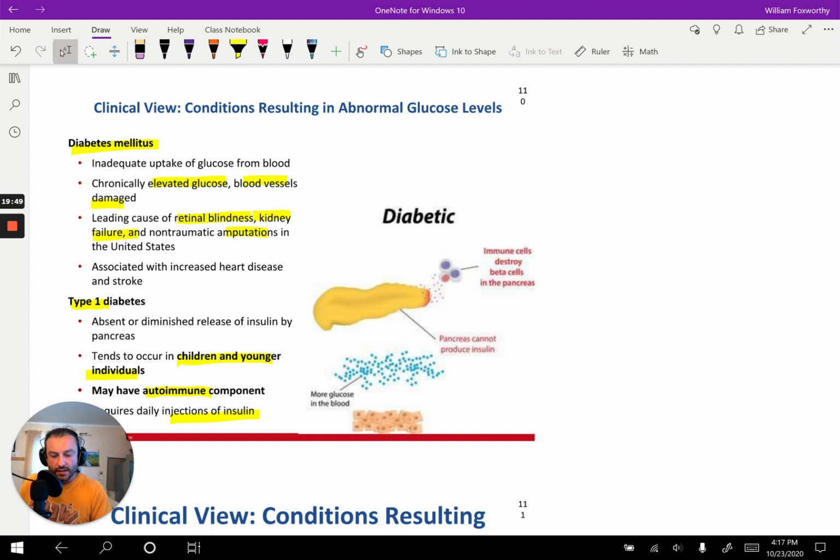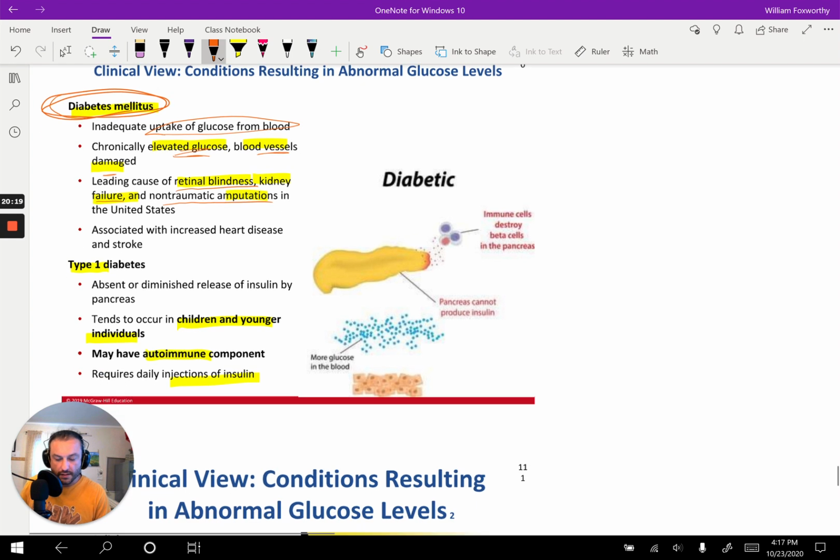So whenever you have an inadequate uptake of glucose from your blood, you have high blood glucose. This disorder, or this group of disorders, is called diabetes mellitus. That elevated blood glucose can lead to damage of your blood vessels, also to retinal blindness, kidney failure, and finally, that is the leading cause of non-traumatic amputations in the United States.